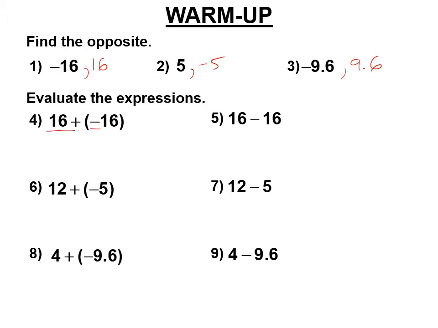When you add opposites like 16 and negative 16, you get 0. 16 minus 16, interestingly, is also 0. Same answer, right? First or second grade. 12 plus negative 5 is positive 7. 12 minus 5 is also positive 7. Interesting. Same answer. 4 plus negative 9.6, right? 9.6 minus 4 is 5.6. So this is negative 5.6.